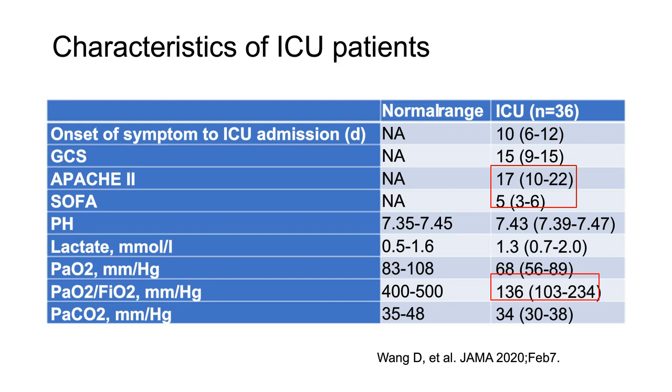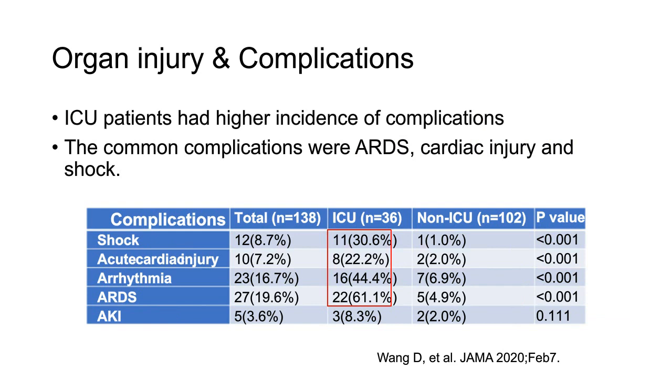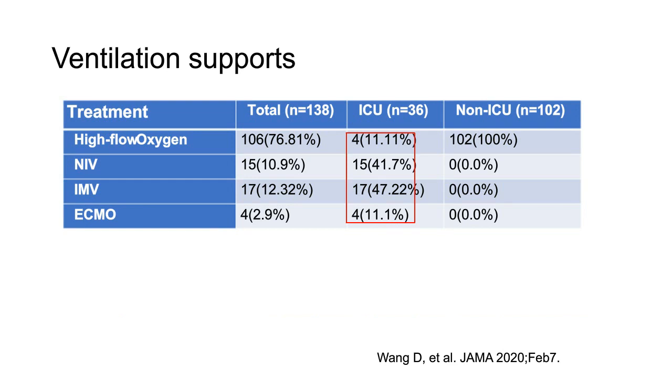Also, about the organ injury and the complications in our patients. I just mentioned that the majority of the patients developed ARDS. Other organ injuries include cardiac injury, and almost 60% of the patients have cardiac problems, including arrhythmia and other cardiac injuries. About 30% of the patients develop shock. Also, about the ventilation strategy in our patients, almost half of the patients required invasive mechanical ventilation, and 10% of the patients switched to ECMO.